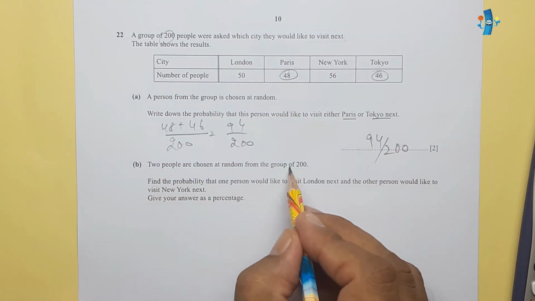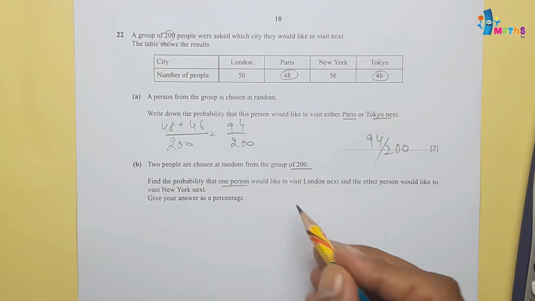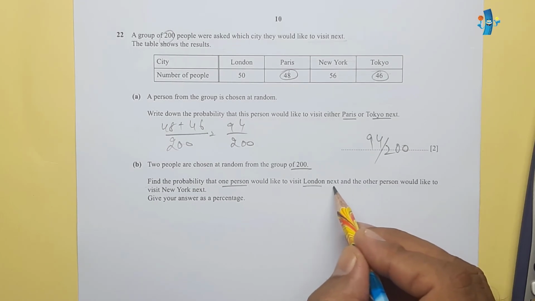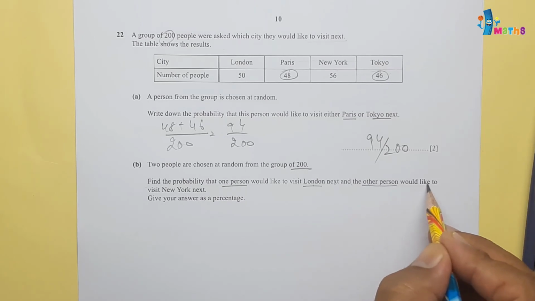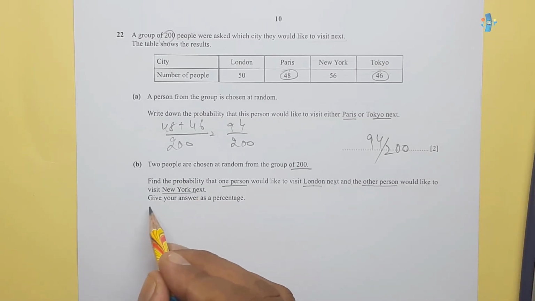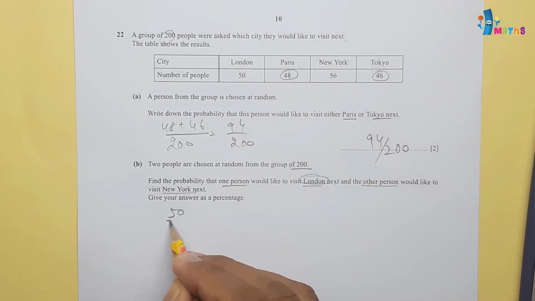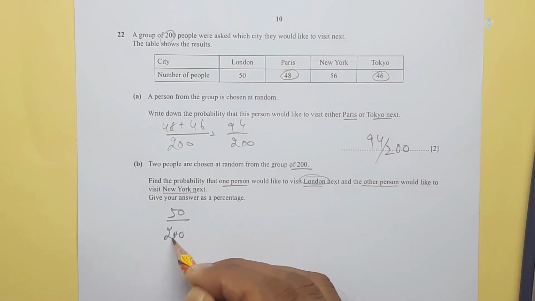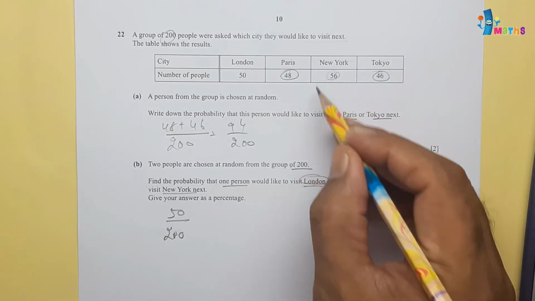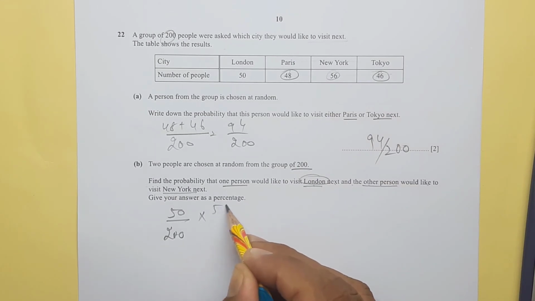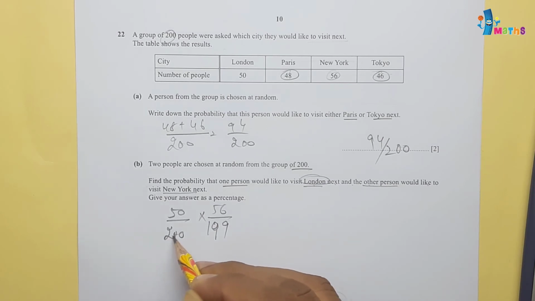Two people are chosen at random from the group of 200. Find the probability that one person would like to visit London next, and the other person would like to visit New York. So the probability for London is 50 out of 200. And the second person, for New York, will be 56 out of 199, because 1 is gone, so 1 less.